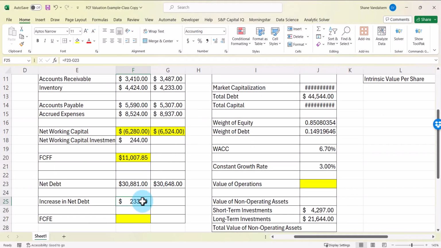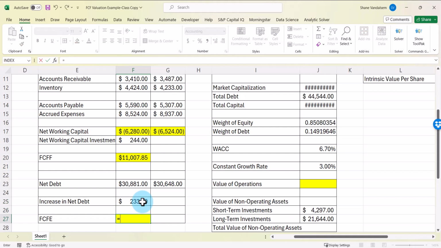So our increase in net debt here, I'll just show you how it's calculated. Our net debt at the end of fiscal year 2023 was $30.881 billion, and at the end of fiscal year 2022 was $30.648 billion. So there's a small increase from one year to the next, meaning that Coca-Cola had an increase in its net debt, and those cash flows are available to be paid out to equity holders.